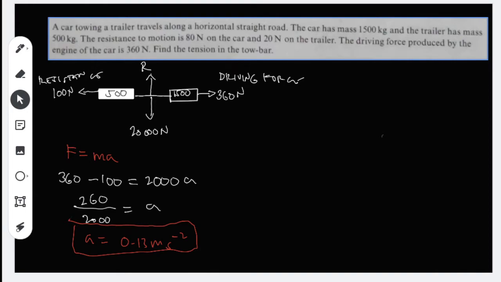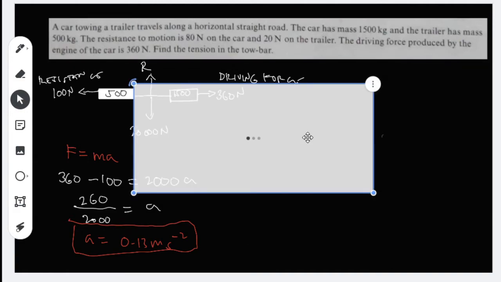If we will be finding the tension in the tow bar, we need to make sure that the components must be treated separately when the internal tensions or thrusts are required. So we need to draw separate diagrams to show the forces on the trailer and the forces on the car. So we need to draw two diagrams. Our diagram will be like this, so it's clear.